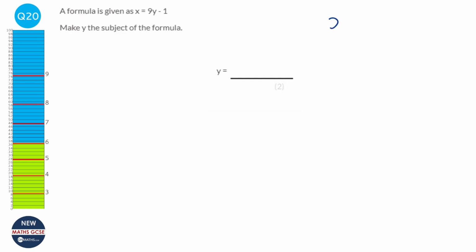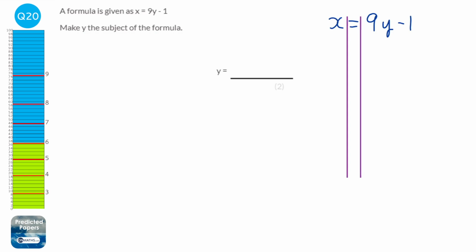So I'm going to write the formula out, and we're asked to make y the subject. So I'm just going to get my lines in. And so what's stopping us from having y on its own? Well, this minus 1. How am I going to get rid of it? Add 1 both sides. So we've got x plus 1 equals 9y.